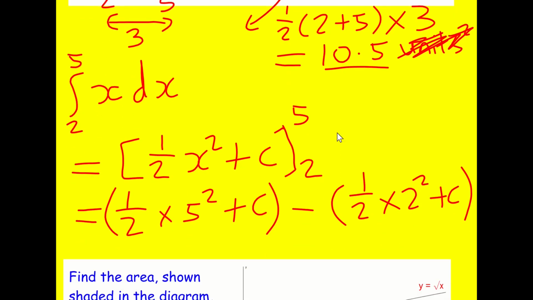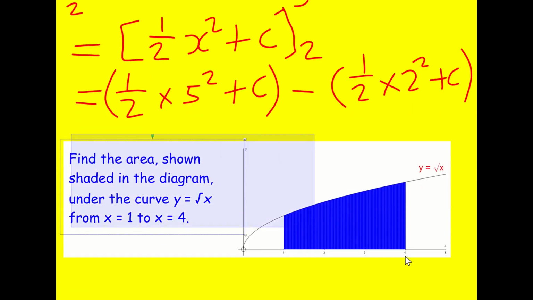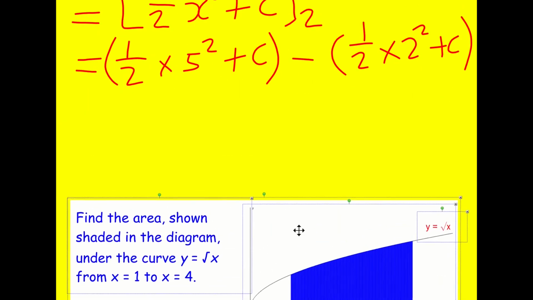Running out of space here, just bear with me. This is my second example. Okay, bring it down a bit.